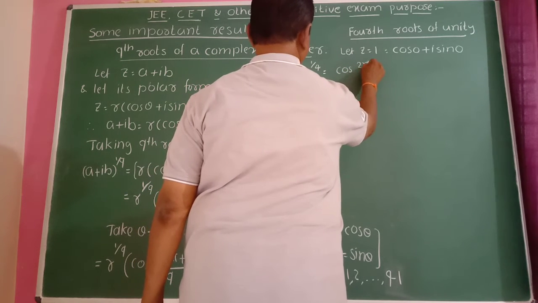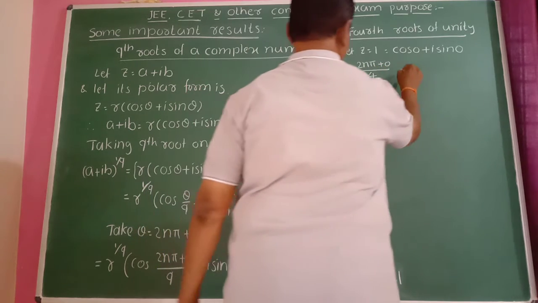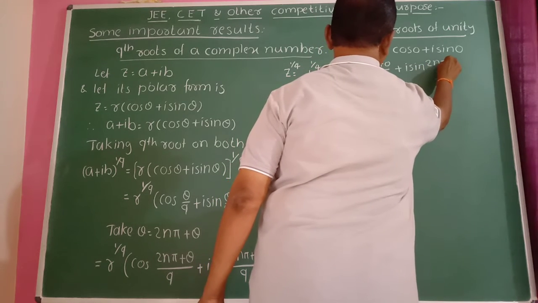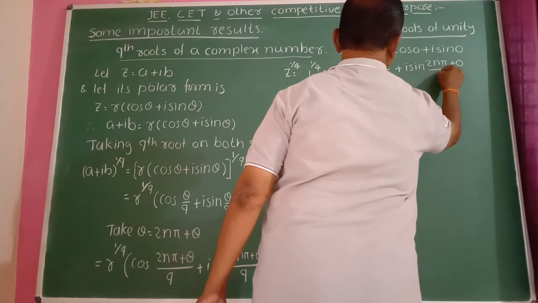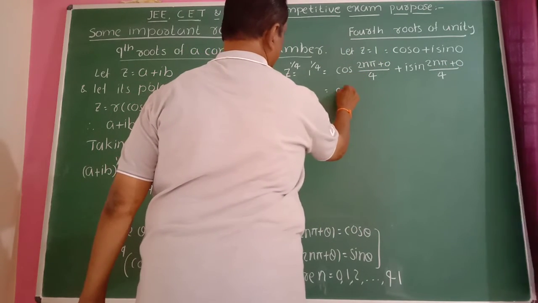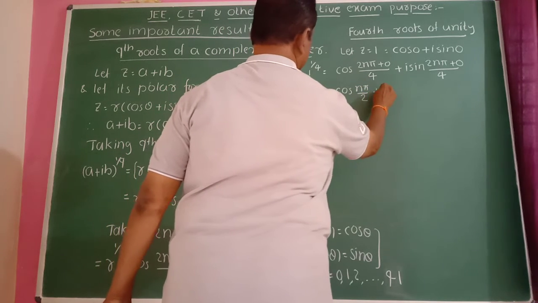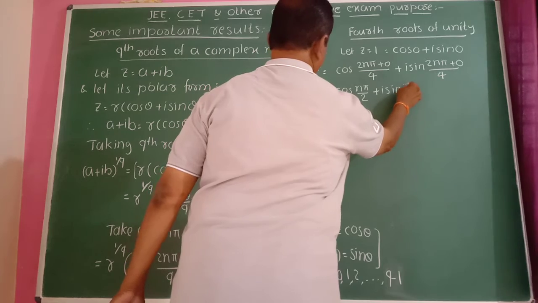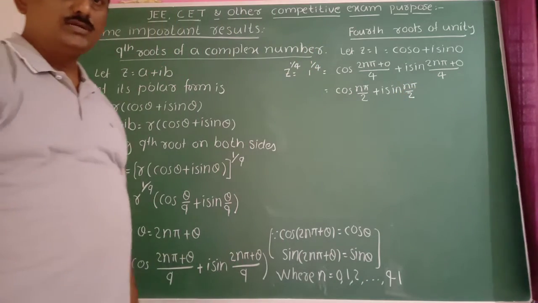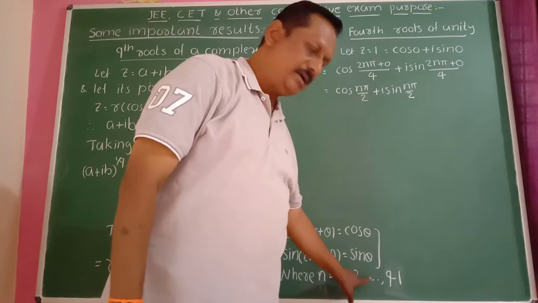2nπ plus 0 divided by 4 plus i sin of 2nπ plus 0 divided by 4. So the 2s cancel here, giving cos of nπ divided by 2 plus i sin of nπ divided by 2. Fourth root means 4 roots are there, so take n equal to 0, 1, 2 and 3.